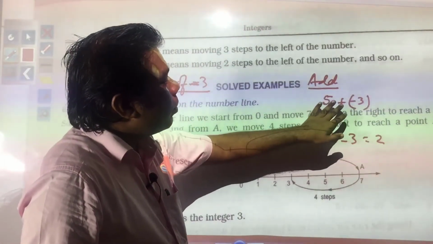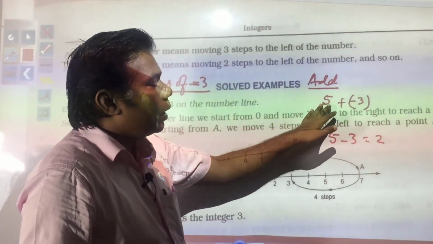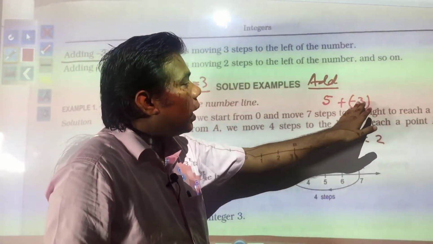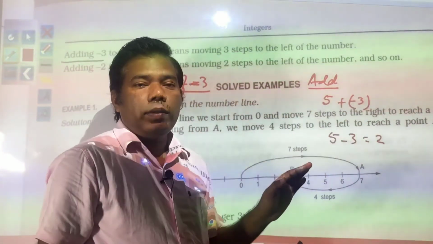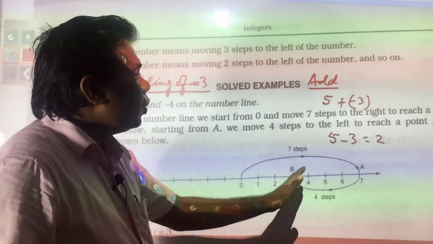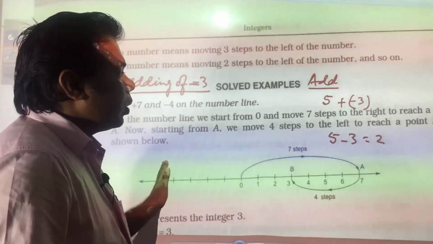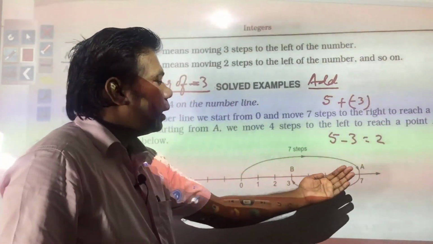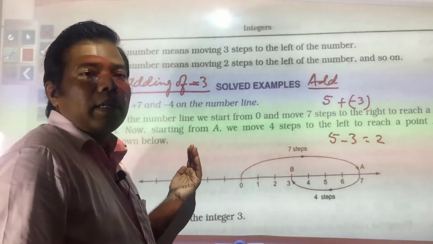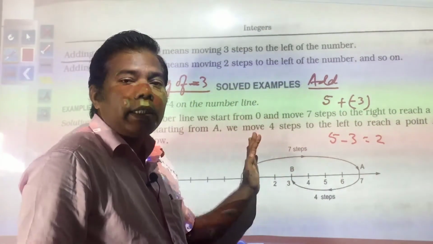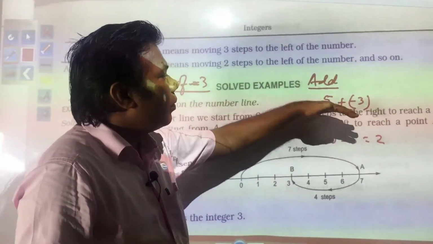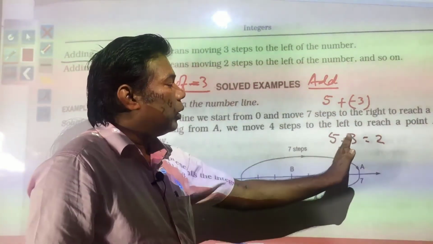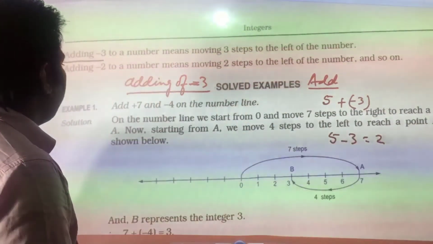So, if minus 3 is required to be added to 5, or if any negative integer is required to be added to a positive integer, we need to move to the left side, because the value will decrease. If the value is decreasing, we need to move to the left side, and if the value increases, we move to the right side. But if a negative integer is required to be added to the number, we need to move to the left side.